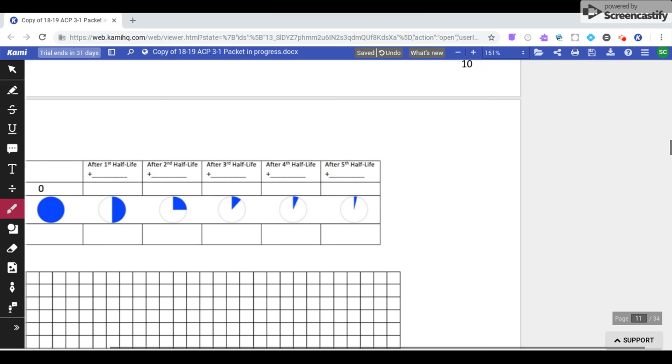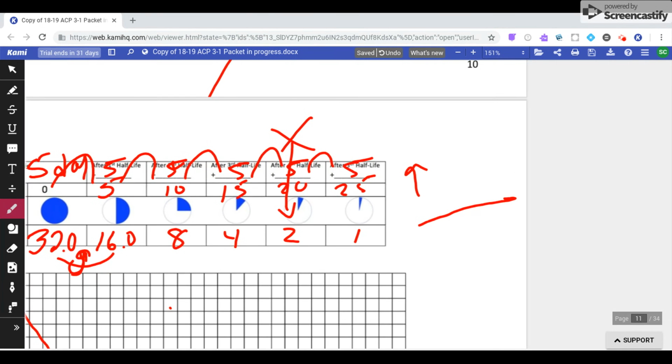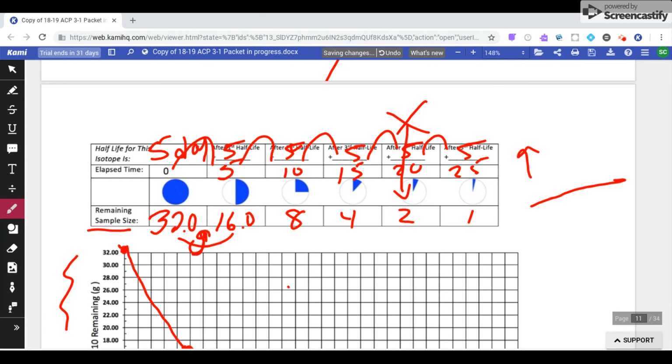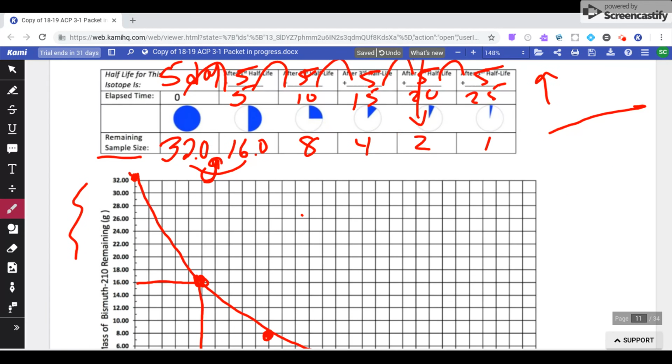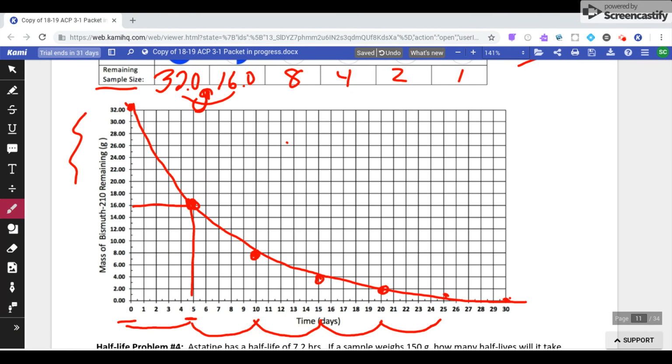Okay, and that's it. Not hard, but you should be able to read a problem that gives you the half-life and then create your graph accordingly. And the curve should always look the same.